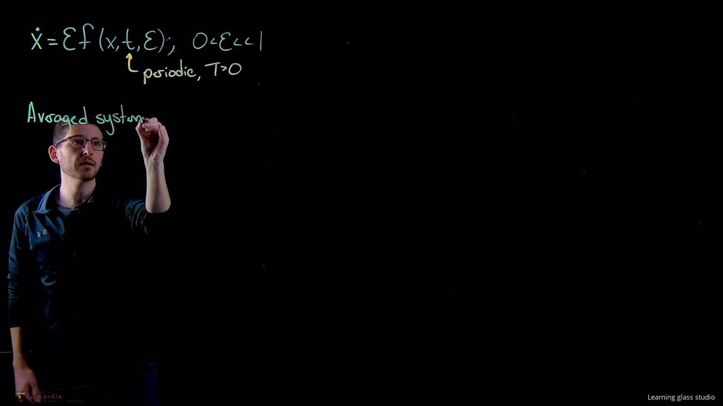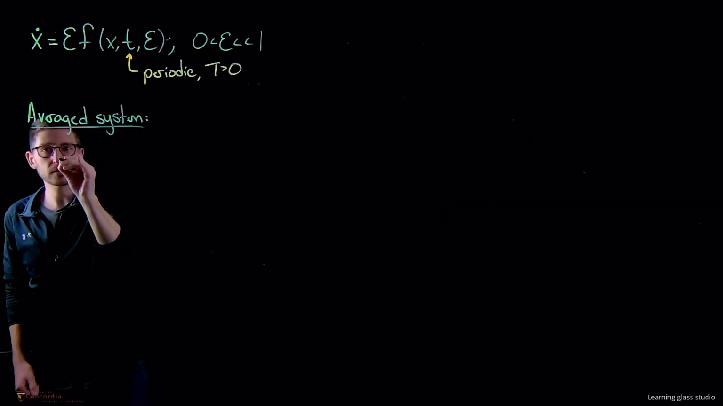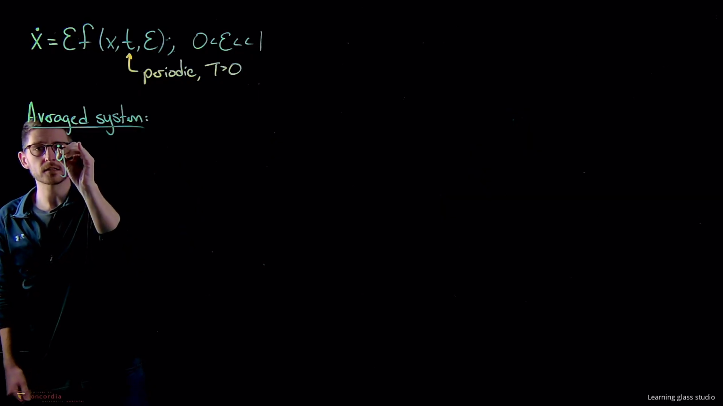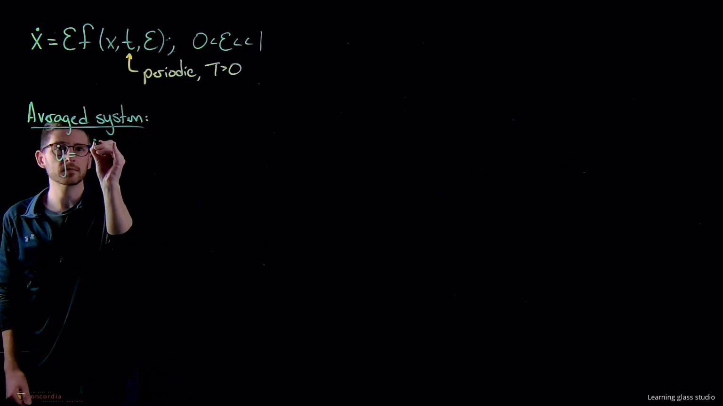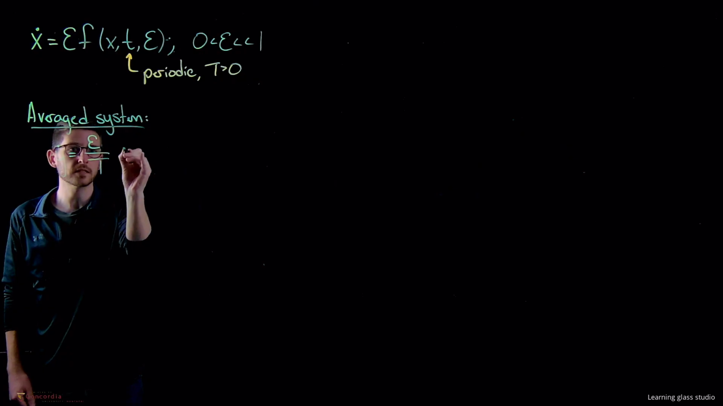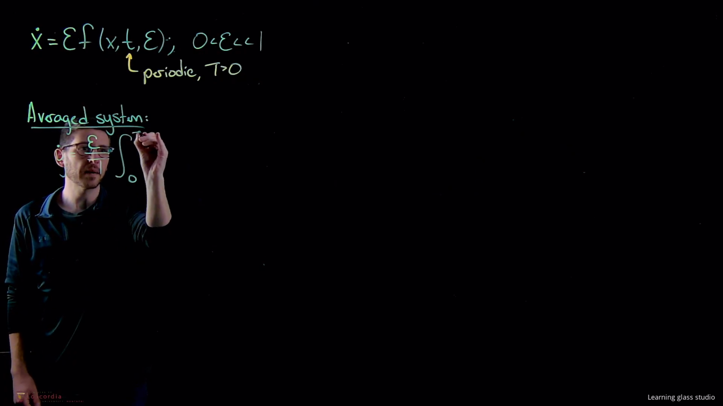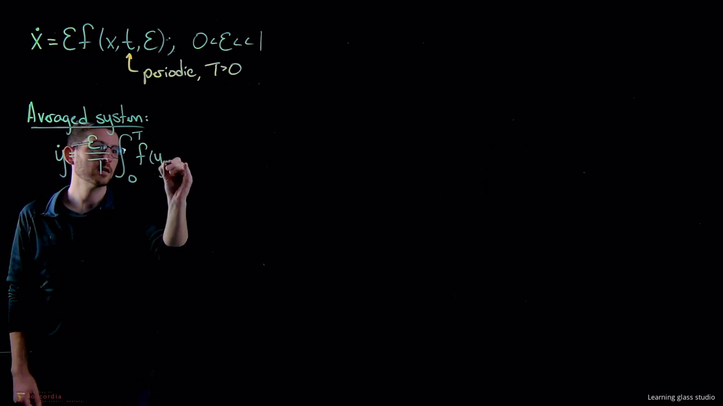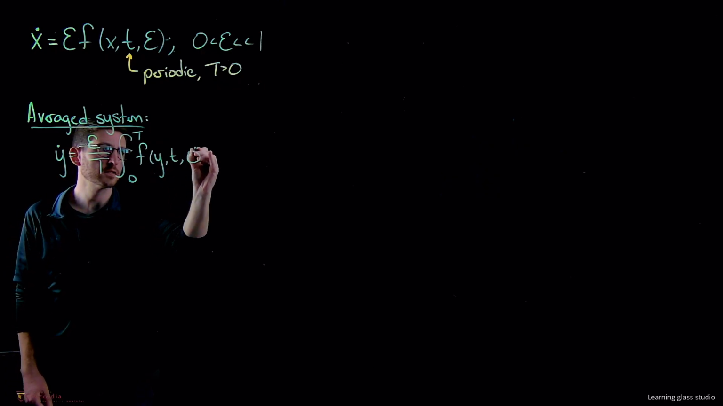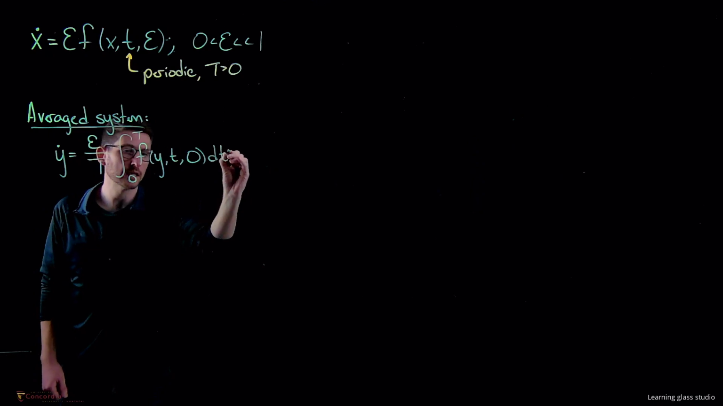And what I mean by this is define a new dynamical system. I'm going to call it y. And this dynamical system looks like this. y dot equals epsilon over capital T, the integral from 0 to capital T of f of y, t, 0 dt.